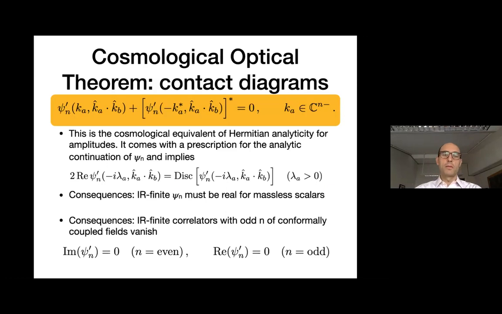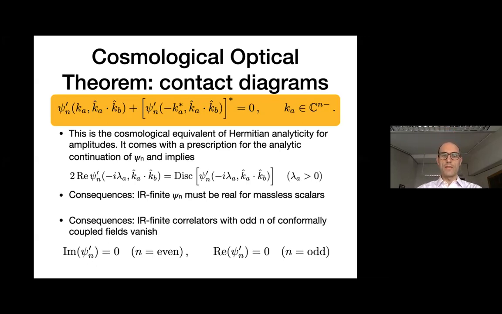That relation might not be as useful as for amplitudes because there you expect not to have any discontinuity. And so this just tells you real psi is equal to 0. But it has many consequences for correlators. For example, for all IR finite correlators of massless scalars, the wave function has to be real because this expression is just real, imaginary part 0.